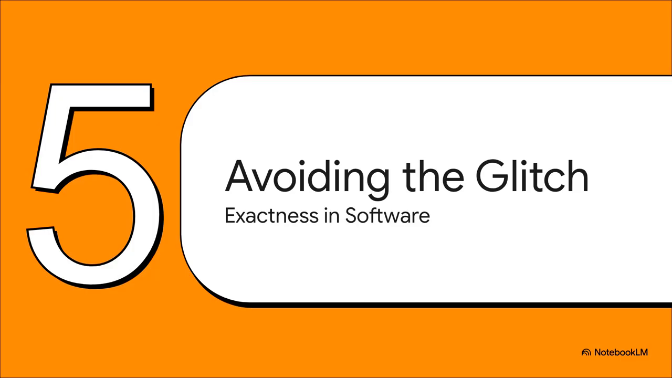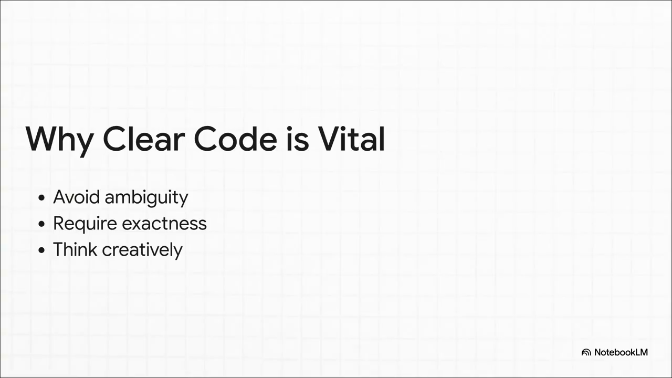Section 5. Avoiding the human glitch. So, the crucial point is this: technical ambiguity leads directly to errors. If there's a glitch in the system, honestly, it's almost never the microcontroller's fault. It is the human's fault for being ambiguous. Exactness is fundamentally required. But crucially, and I really want to emphasize this, coding is an exercise in creative thinking. Removing human ambiguity isn't just some boring technical chore, it's a massive creative puzzle.